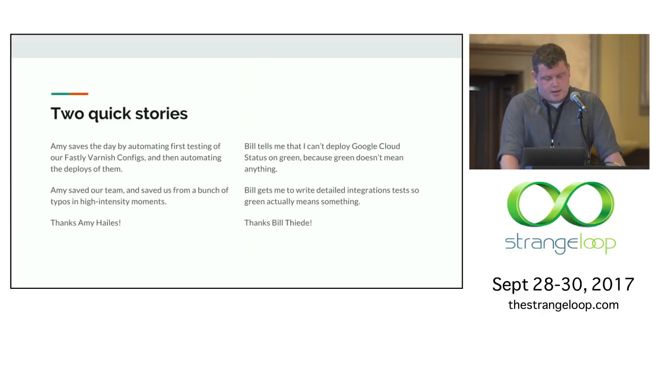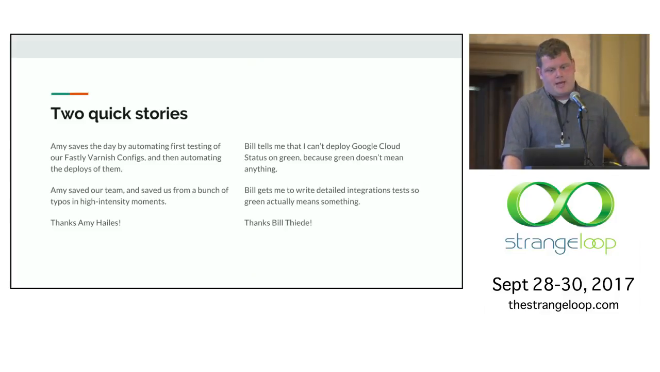The first engineer I worked with at Hillary for America was named Amy Hales. Amy saved the day basically by automating our Fastly config. Fastly is a CDN service, and they let you push Varnish config straight to them. So you can write VCL and send it up, and as long as it compiles, you're good to go. It's live on all of their edge nodes.